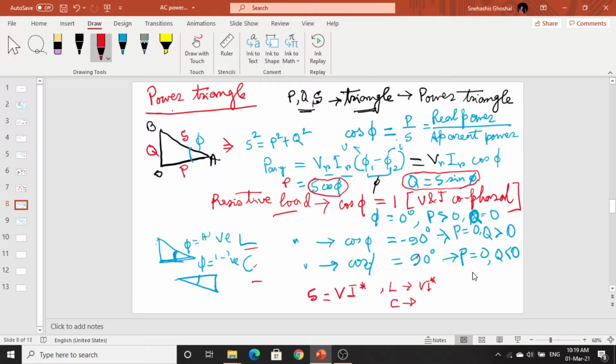Now, depending on the scenario, for an inductive load the power triangle shape will look like this. If it is a capacitive load, then the power triangle shape will be here. In this case phi is positive, and in this case phi is negative, because we have to measure from the reference axis. This is your reference, active power. With active power as the base, the apparent power is in the anti-clockwise direction, so phi is positive. And here the apparent power is in the clockwise direction from the active power reference, so phi is negative.